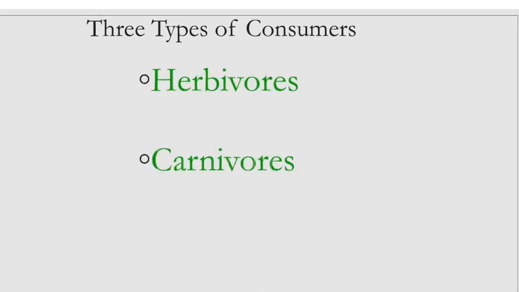There are three types of consumers. You have herbivores, carnivores, and omnivores. How many types of consumers are there? Three. Good job.